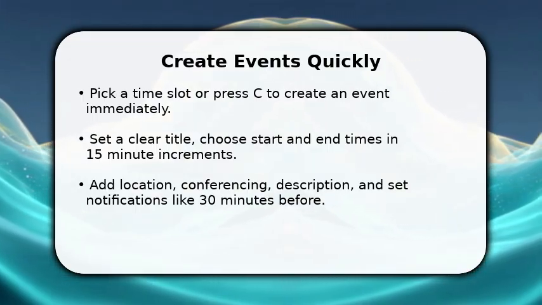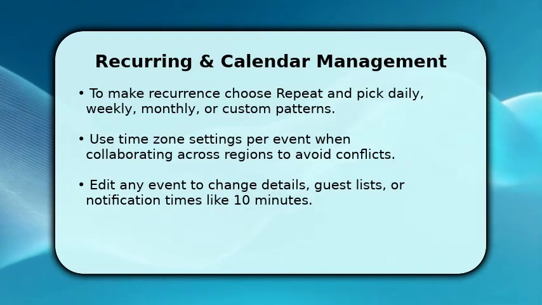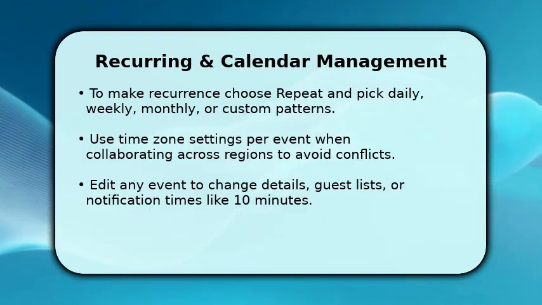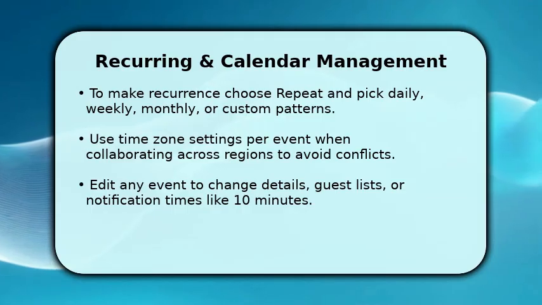Use a single workflow to manage recurring events and multiple calendars effectively. To make recurrence, choose repeat and pick daily, weekly, monthly, or custom patterns. Set an end date or limit to 50 occurrences when needed for clarity. Use time zone settings per event when collaborating across regions to avoid conflicts.